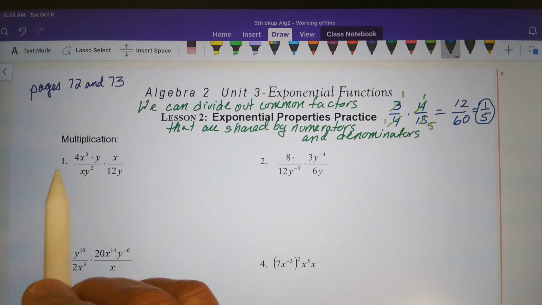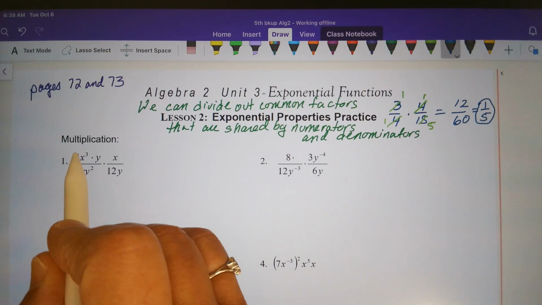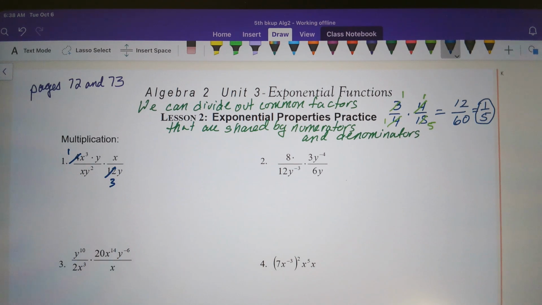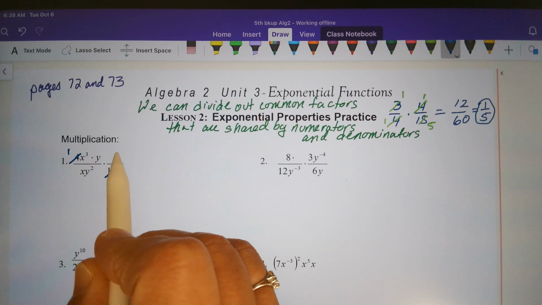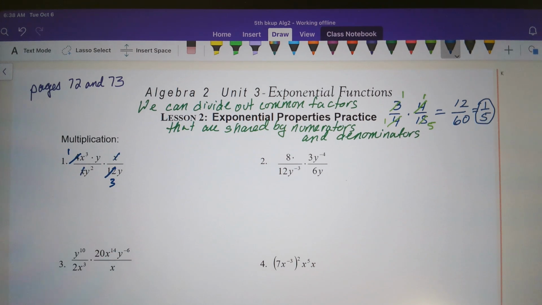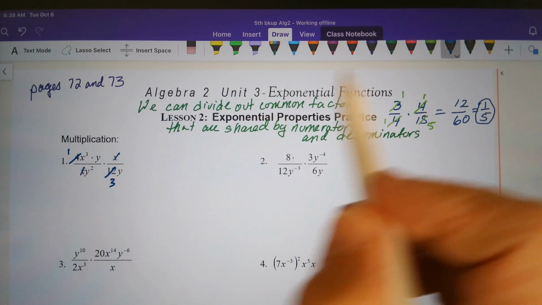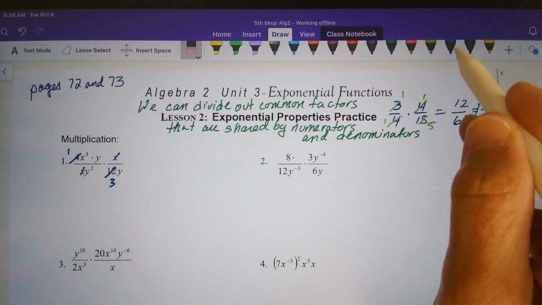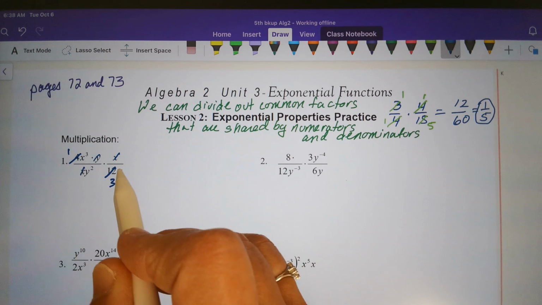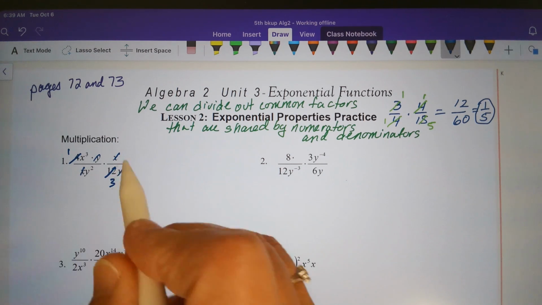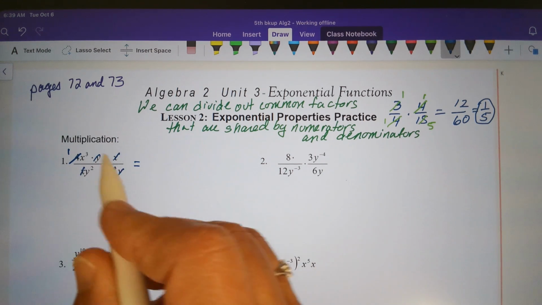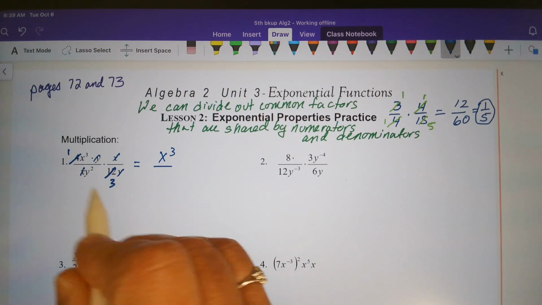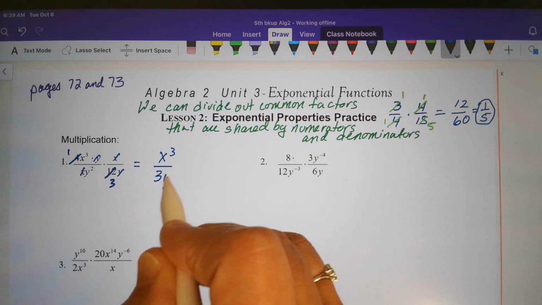We can do just that, like the 4 and the 12 can reduce. 4 goes into 4 once, 4 into 12 3 times. This x in the numerator can divide out with that x in the denominator. And this y in the numerator can divide out with this y in the denominator. So we have left x to the third over 3y squared.